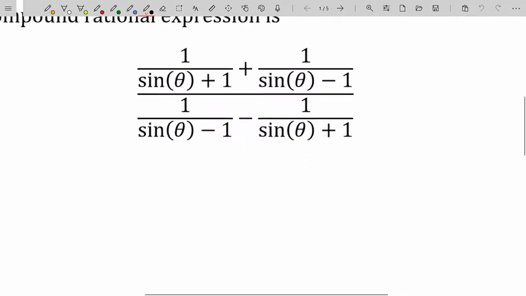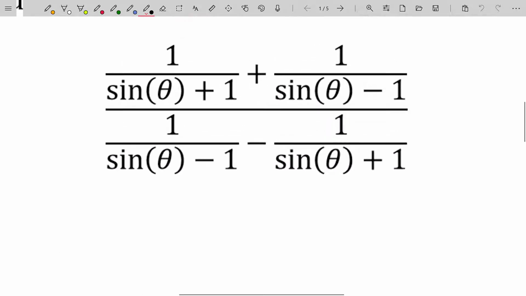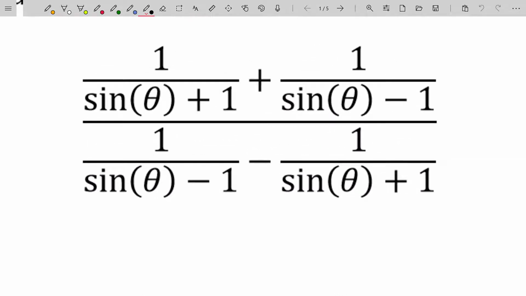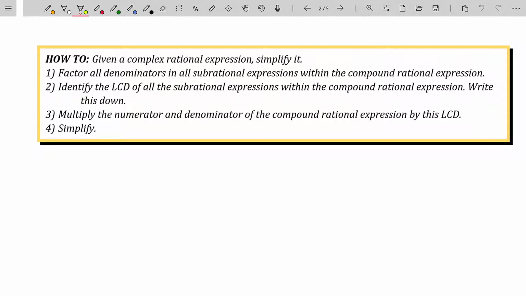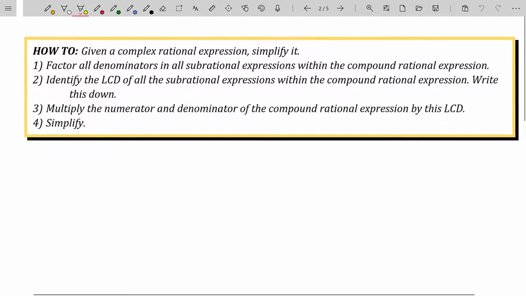So here's an example of a compound rational expression. It's a fraction, a major fraction here, and it contains fractions. You can see fractions all over the place in this. So we are going to go ahead and figure out how to simplify these. And because this is a review, it's not that we're going to find out how to do that. We're actually going to recall how to do that. And the how-to goes as follows.